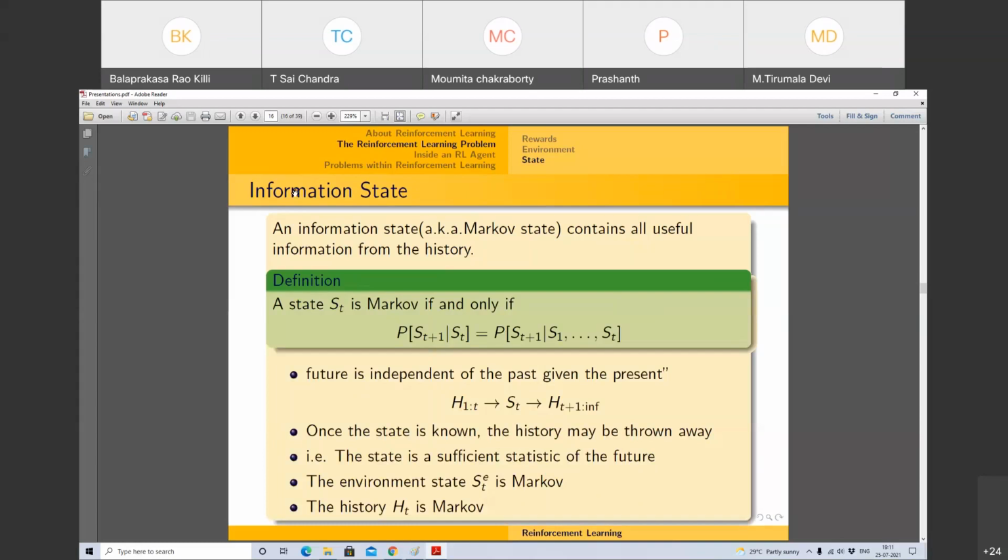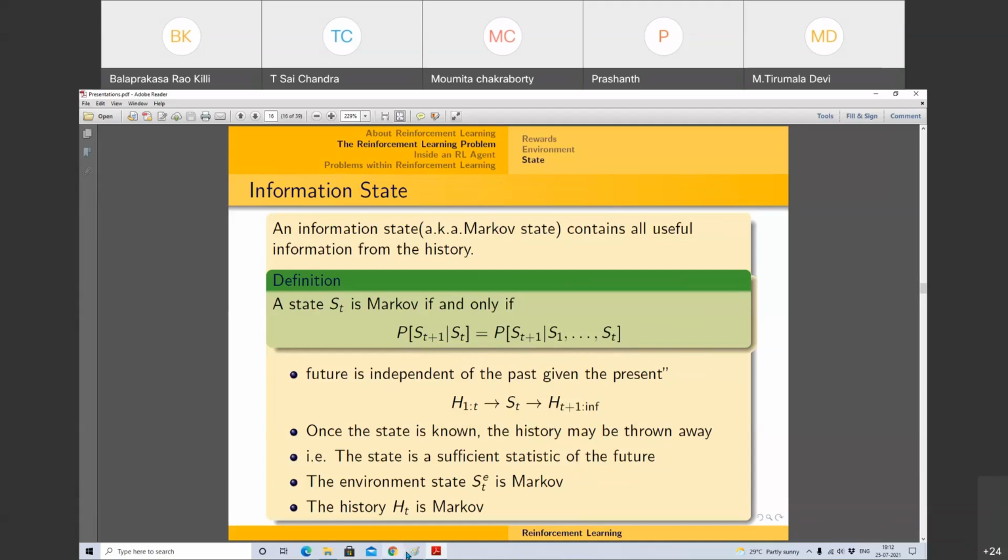So basically, when you are coming up with a state representation for some problem, generally we use this notion of information state, also known as Markov state. Basically, this is an information theoretic concept. What it says is, suppose you are in some state ST, and the probability of the next state given the current state is the same as the probability of the next state given all of the state information beginning from the initial state, S1, S2, and so on.